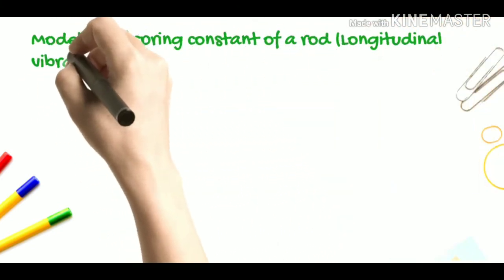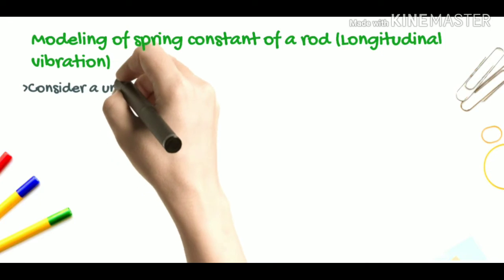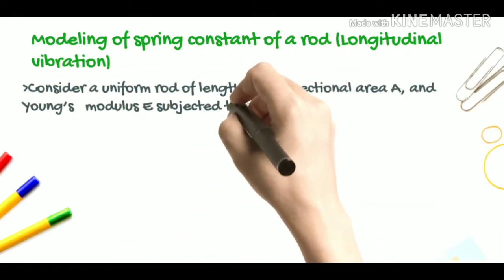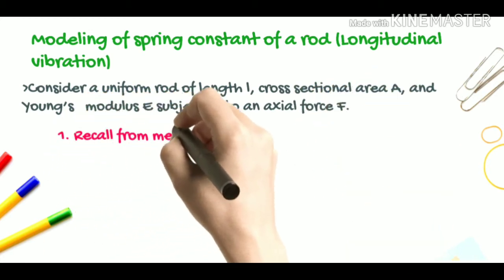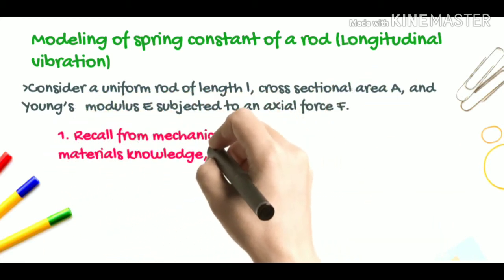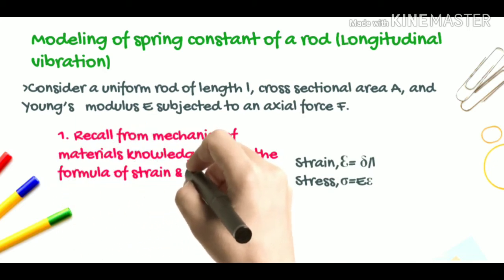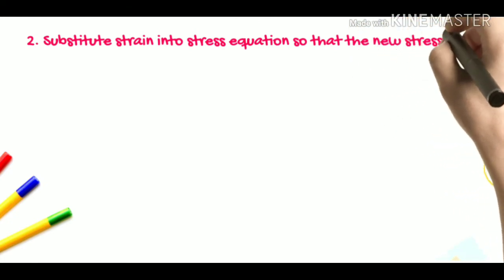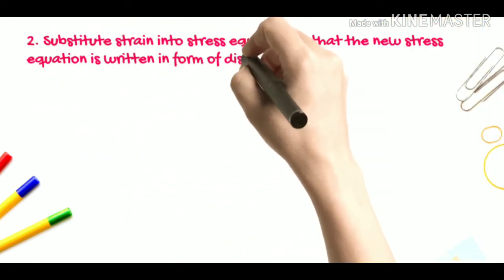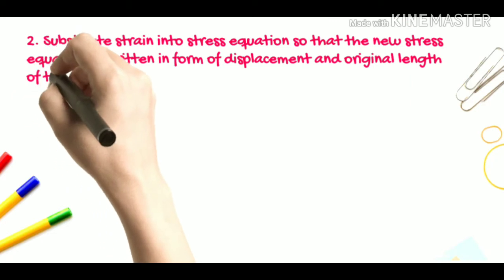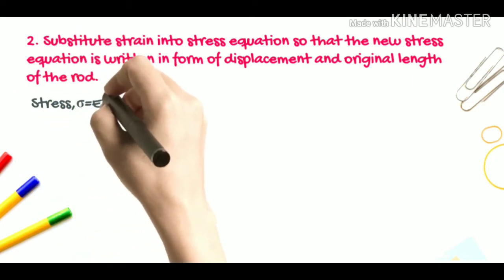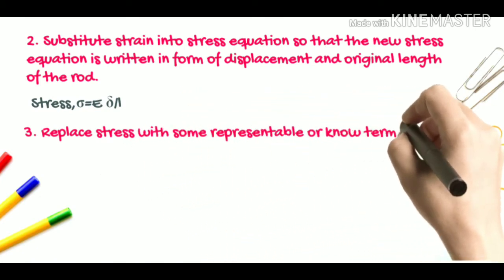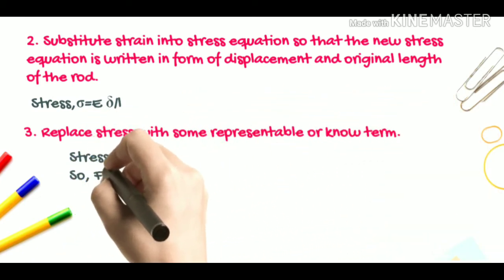Modeling of spring constant of a rod in longitudinal vibration. Consider a uniform rod of length l, cross-sectional area A, and Young's modulus E subjected to an axial force. Recalling mechanics of materials, write the formulas of strain and stress. Substitute the strain into the stress equation so that the new stress equation is written in the form of displacement and original length of the rod. Replace the stress with its representable term.